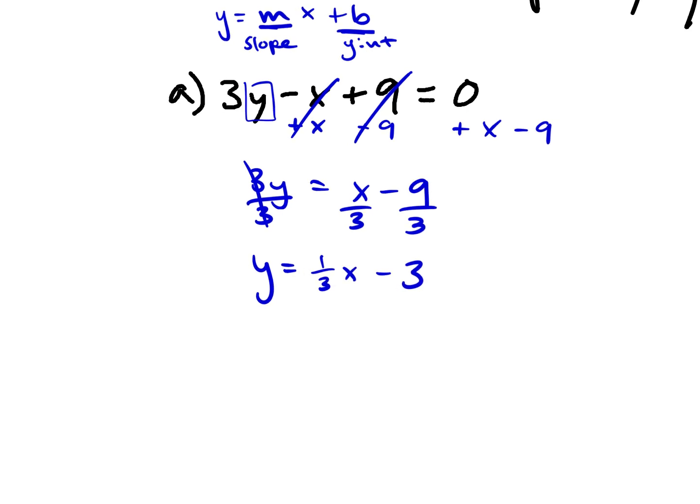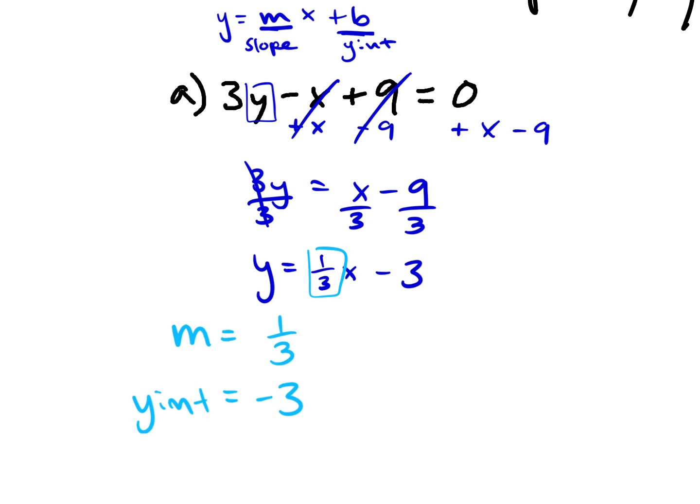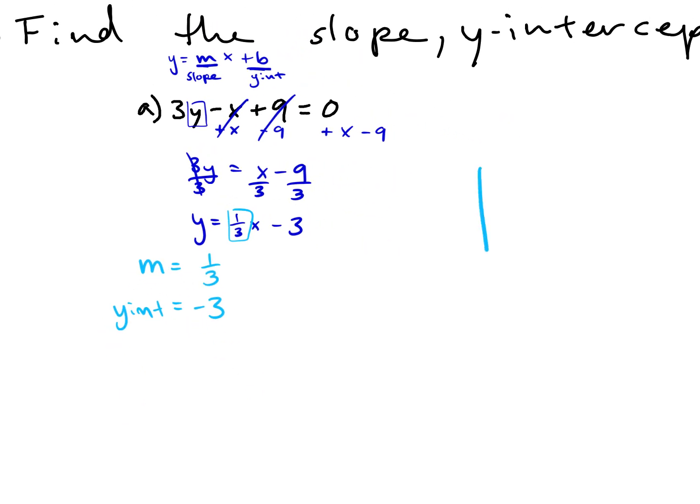So what's our slope here? 1/3. Awesome. Slope is the number in front of the x. What is our y-intercept? -3. So if we were to graph this, we'd start with the y-intercept. So that's where we cross the y-axis. So I'd put a point at -3.